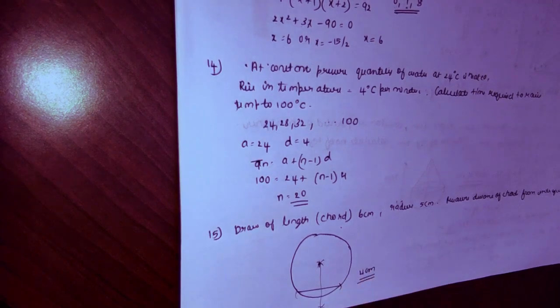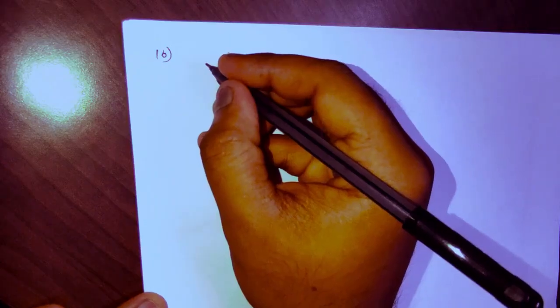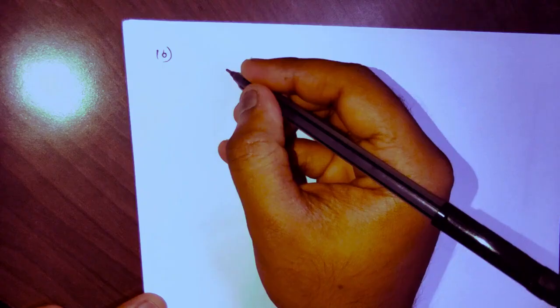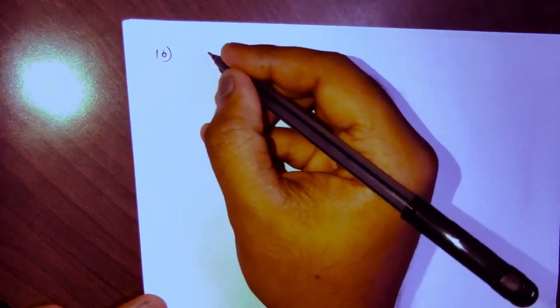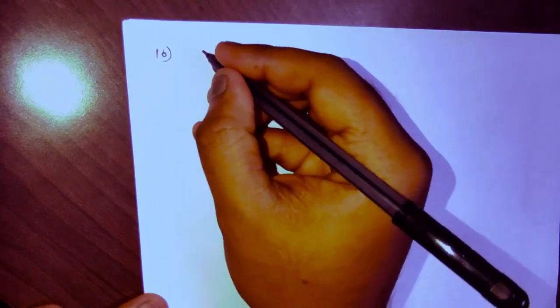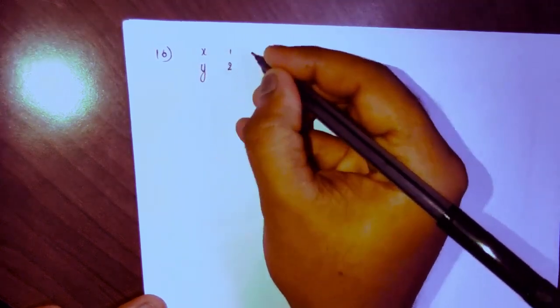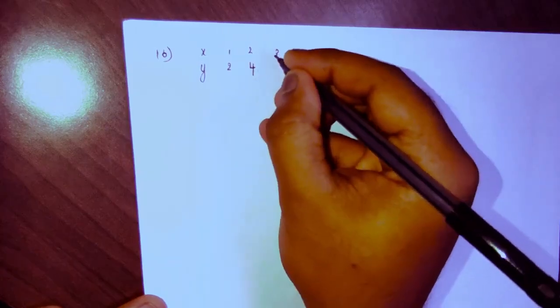Let us move into the 16th question now. A student, while conducting an experiment on Ohm's law, plotted the graph according to the given data. You have to find the slope. The values of the x-axis and y-axis are given. I'll write the values.